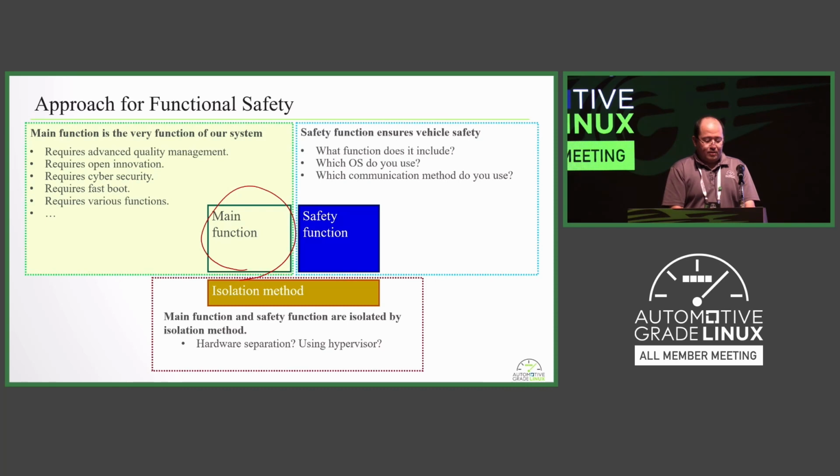The second part is the functional safety point. This part concerns what functions it includes. It depends on your system design: which OS you use and which communication method you use. It depends on your systems.